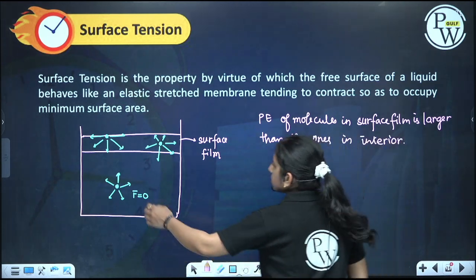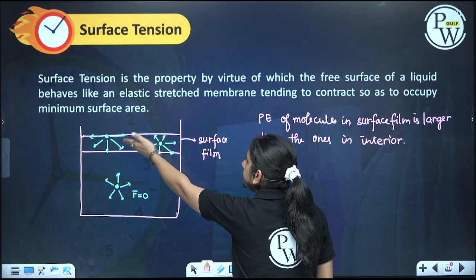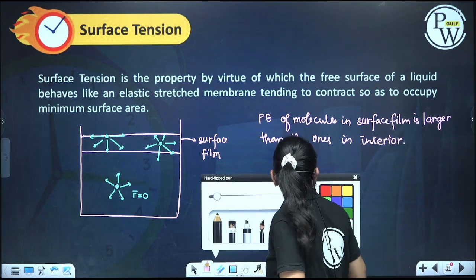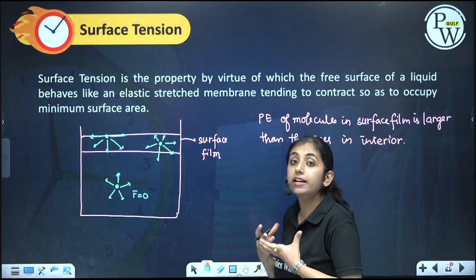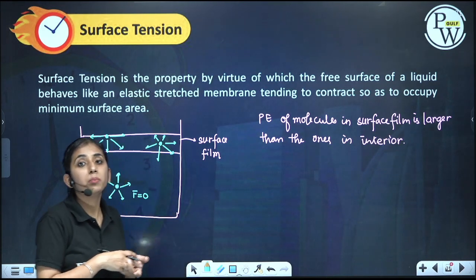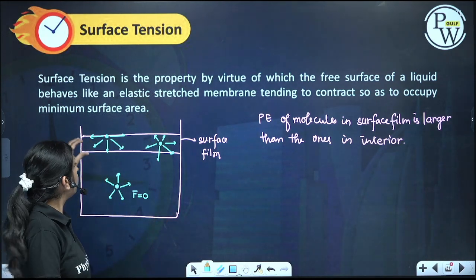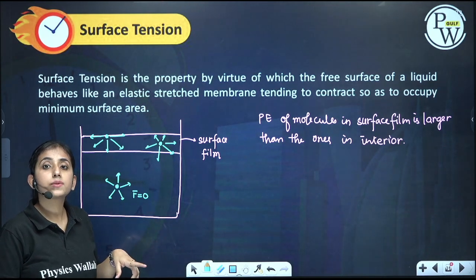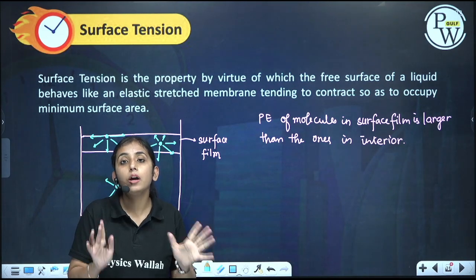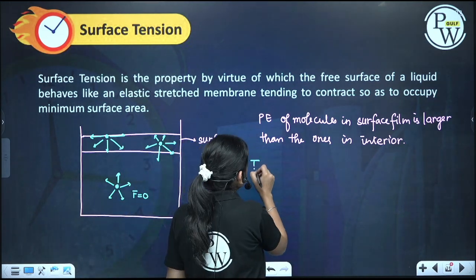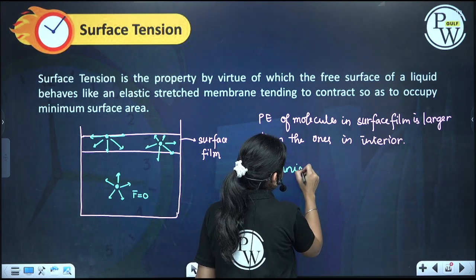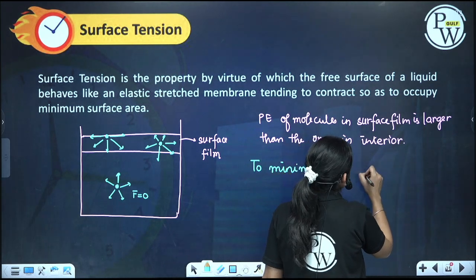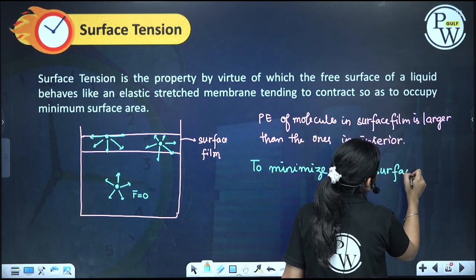So this molecule has less potential energy, while those have more. If they have more potential energy, the potential energy of the system will increase. Every system tries to minimize its potential energy. So to minimize the potential energy of the liquid, the number of molecules in the surface film should be minimum, that is, the surface area of the film should be minimum, to become stable.